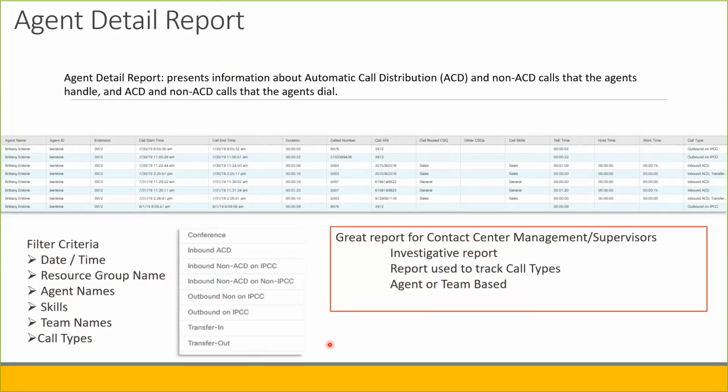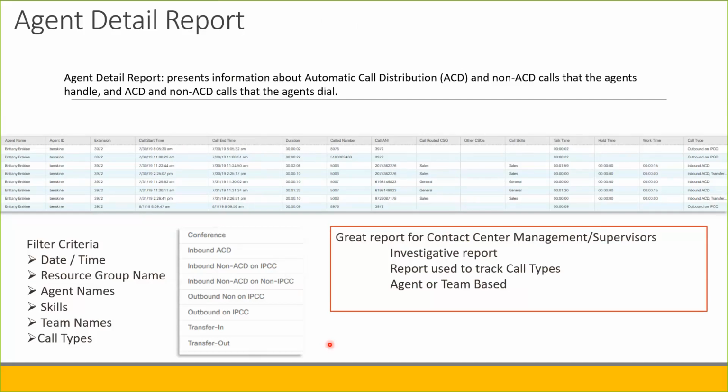And then you have inbound non-ACD. Somebody dialed my agent extension, dialed me directly. Inbound non-ACD, non-IPCC. Somebody dialed my DID directly. And then, of course, you have inbound ACD and conference.